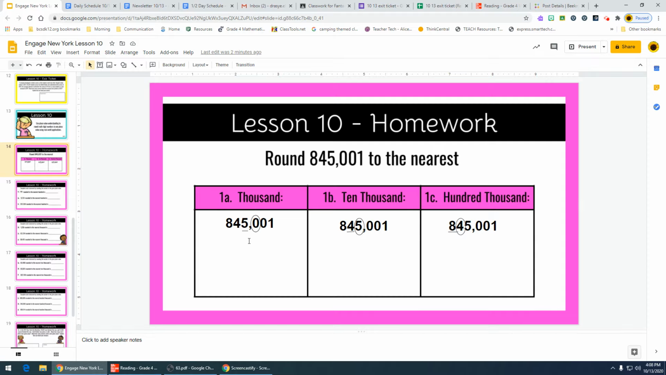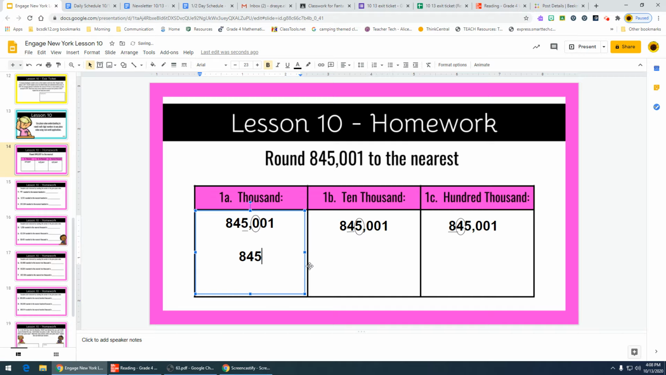So for the first one, I have the thousands place of 5, and the bossy neighbor is a 0. The 0 tells it to round down and stay the same. So this answer would be 845,000. Okay. Our 8 and 4 stayed the same because they weren't involved in the rounding. We had our 5 stay the same, and we finished off with zeros. Our answer is that 845,001 rounded to the thousands place is 845,000. Let's move to the next one.